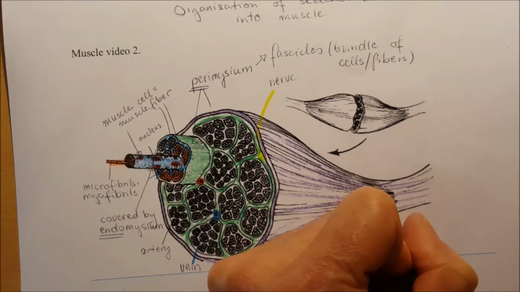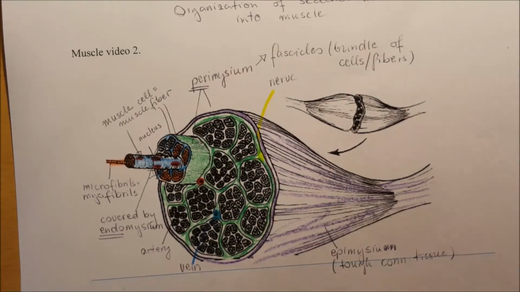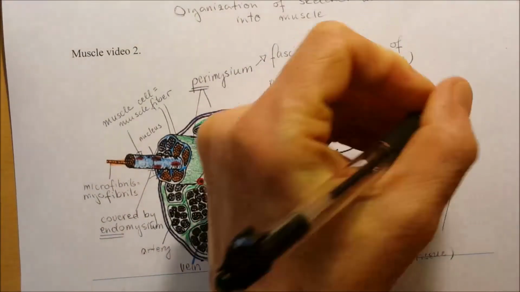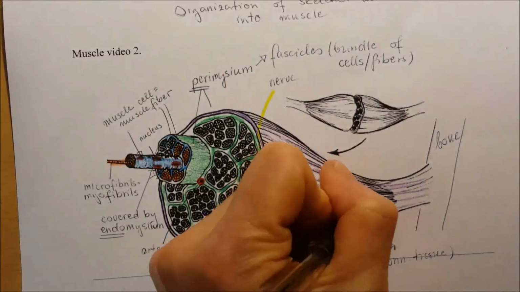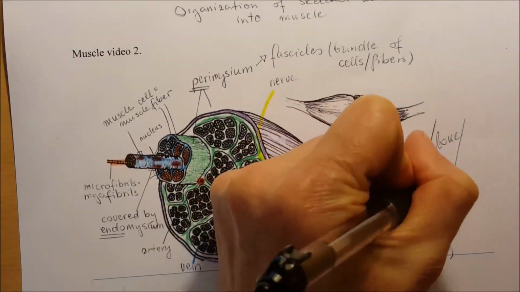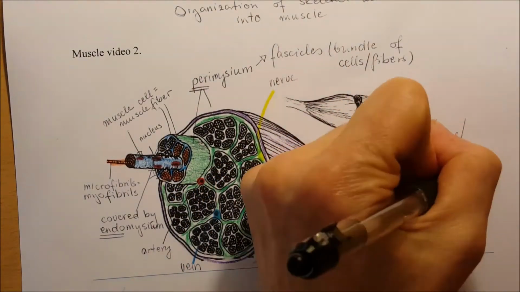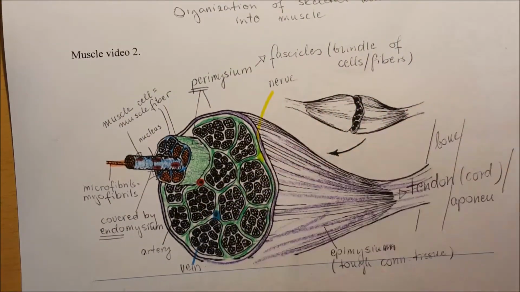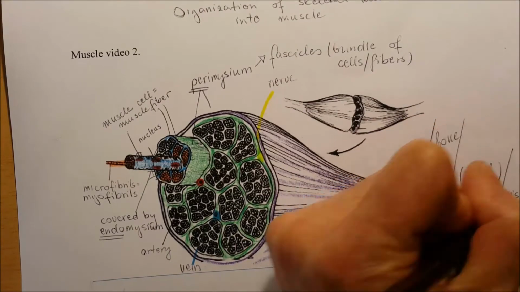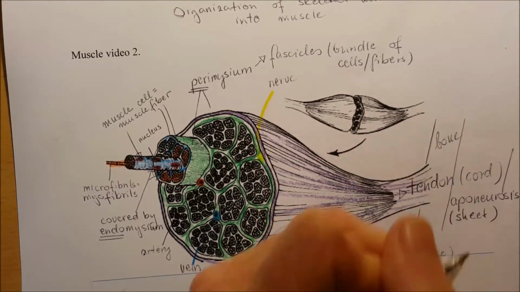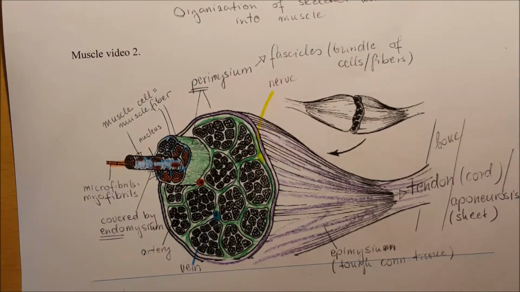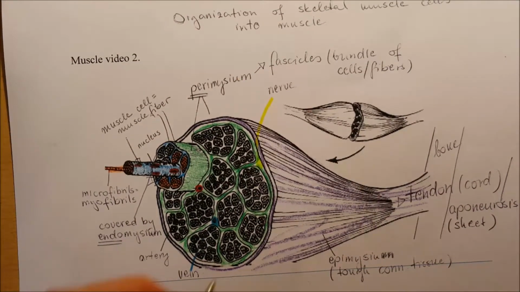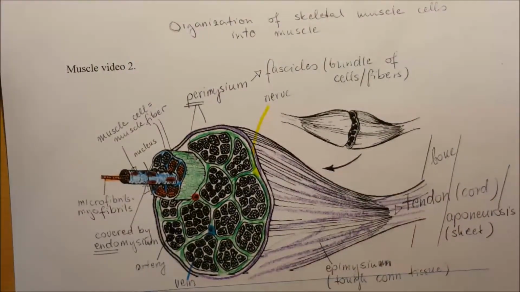The epimysium is going to be bundled up and forms a tendon, a cord-like structure that attaches the muscle to the bone, or when it forms a sheath structure, the aponeurosis. It's also a form of how the muscle can get attached to another structure, bone, or to another muscle.